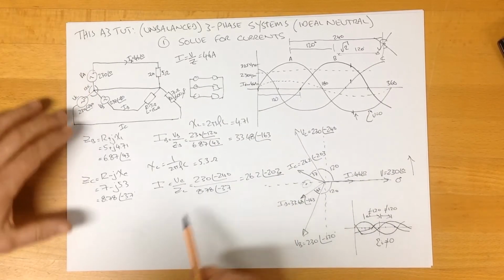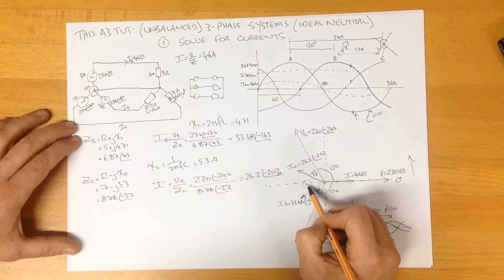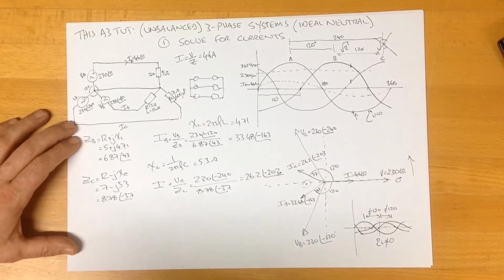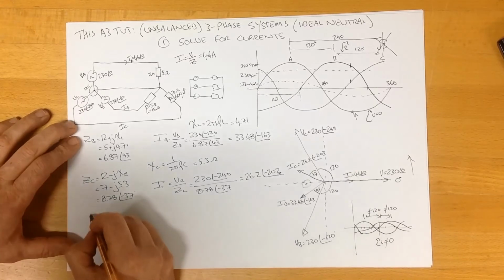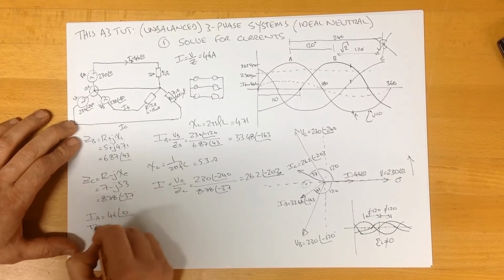To do that, we need to add all of these currents up to find out what this point here is going to be, and then the neutral current will be the polar opposite of that. So let's go through and do that. We know that IA is 46 at an angle of 0.